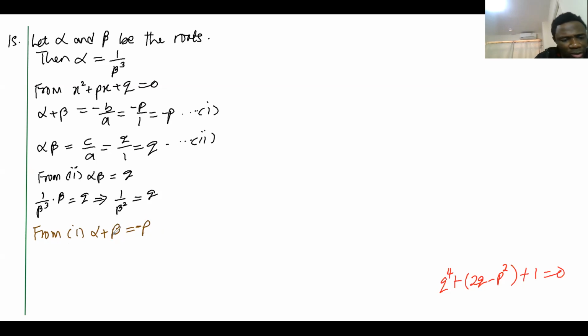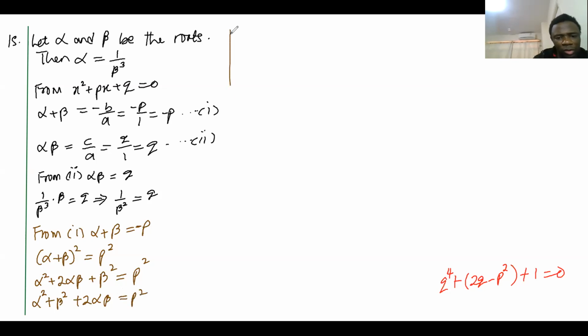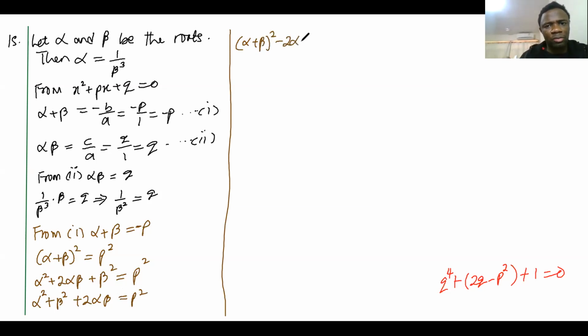Okay, let's square both sides. We square both sides: alpha plus beta squared equals p squared. So this is alpha squared plus 2 alpha beta plus beta squared. I'm just trying different things. So let's put this together: alpha squared plus beta squared plus 2 alpha beta is equal to p squared. Is that understood so far? Yes. Now alpha squared plus beta squared is alpha plus beta all squared minus 2 alpha beta.